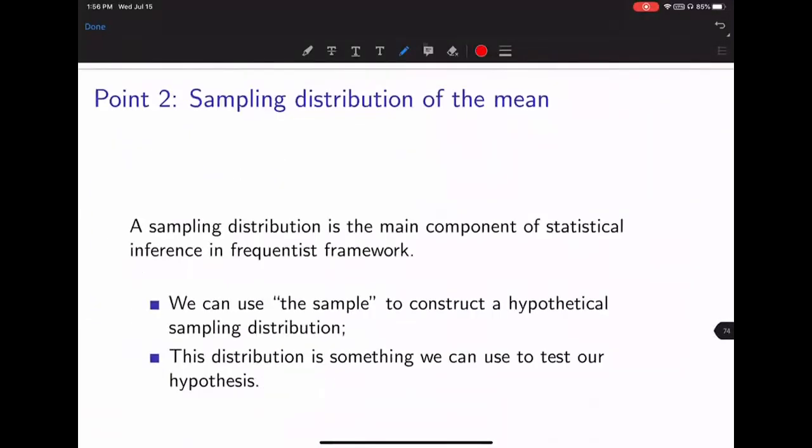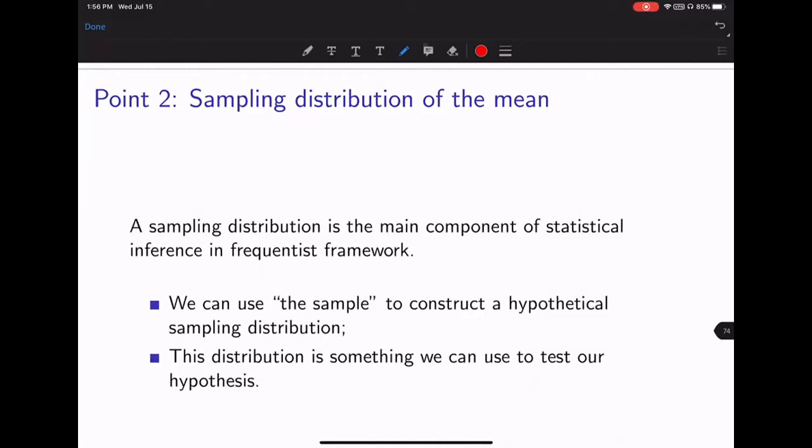All right, okay. Sampling distribution. Let me repeat this again. It is the main component of statistical inference. We use the sample we have in our hands to construct this hypothetical sampling distribution. And this distribution is something we can use to test our hypothesis. Okay, this is why we need to talk about sampling distribution, even if at first glance it doesn't make sense, right? Why do we have to sample from our sample again? What's the purpose of that?